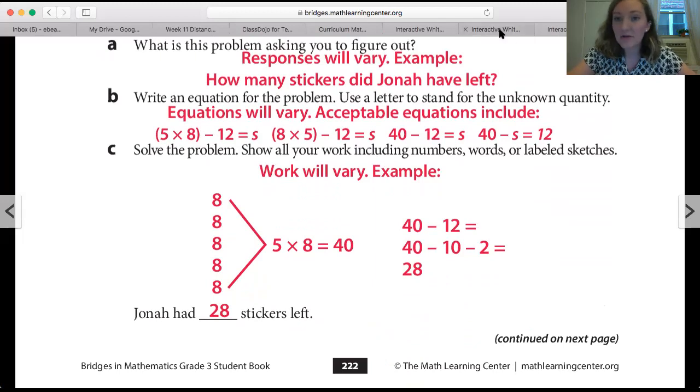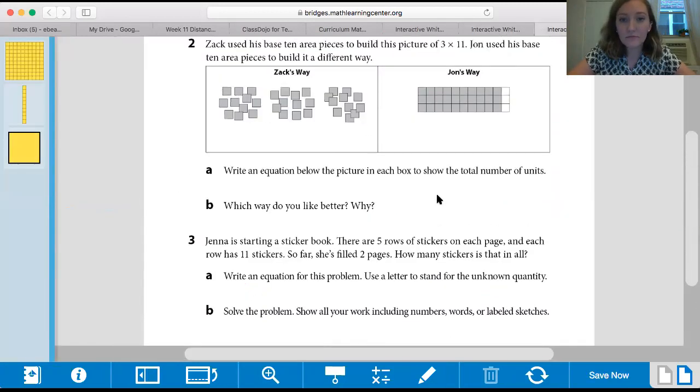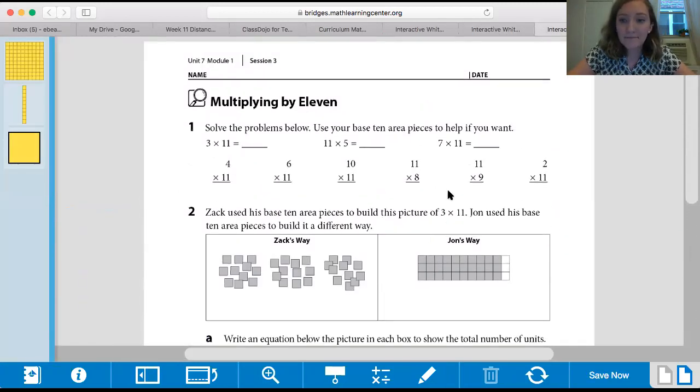Hey, great job, guys. We're gonna move on to page 225. If you need to stand up and like stretch your arms or stretch your legs or anything, go ahead and stretch. I don't want you to fall asleep. Okay. Page 225, I think you guys are gonna like this.